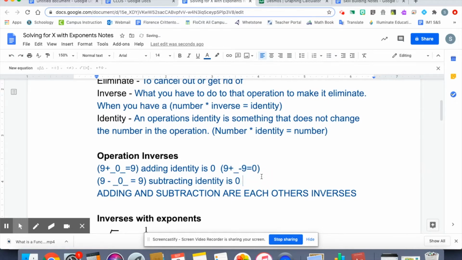If I did the same thing over here, if I had 9 minus something and it had to equal the identity for subtraction, which is also 0, 9 minus what is 0? 9 minus positive 9. So don't forget this is a positive 9 that I'm subtracting away from this 9. So that means, again, subtracting and adding are each other's inverses because they undid each other and got this 0, which is the identity for adding and subtracting. So that's why they undo each other. Adding and subtracting always undo each other, and that's why.